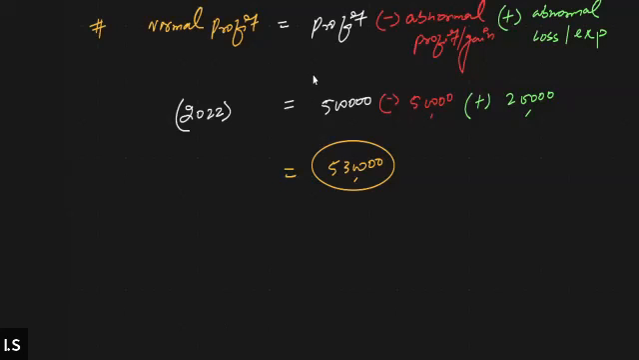All right, so now we need to understand what are considered as the abnormal gains and abnormal losses of a firm. What are generally included under the abnormal gains? So let's first understand what abnormal gains or abnormal incomes include. Let me show you on the PowerPoint.